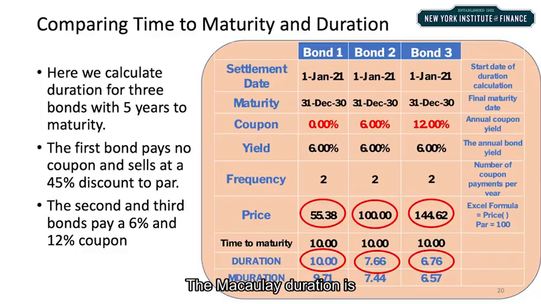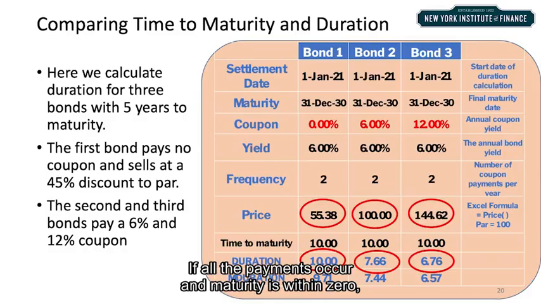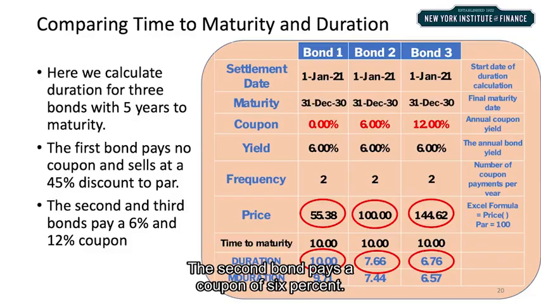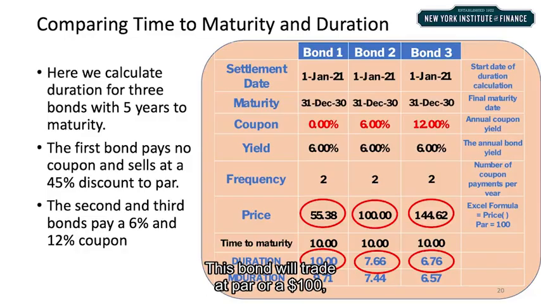Recall that Macaulay duration is the weighted average time to maturity of the bond's payments. If all the payments occur at maturity as with a 0 coupon, then the Macaulay duration will be equal to the time to maturity. The second bond pays a coupon of 6%, so this bond will trade at par or $100, and it also has a time to maturity of 10 years, but its duration is only 7.66 years.